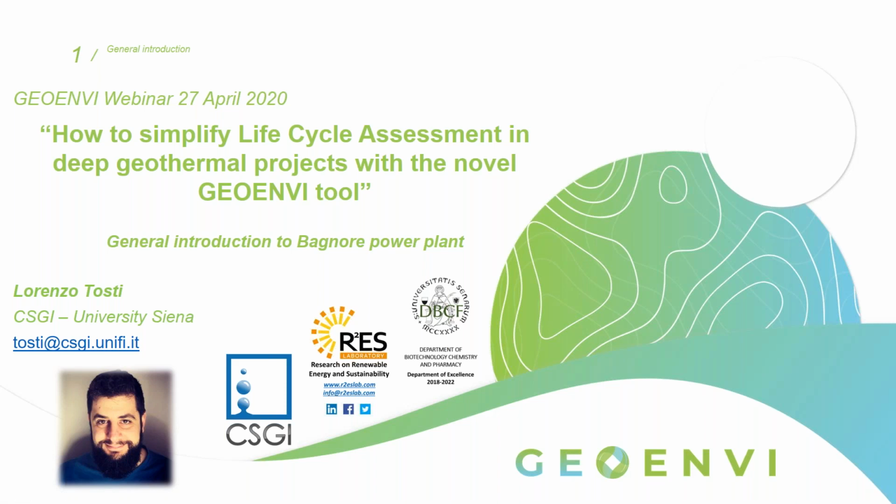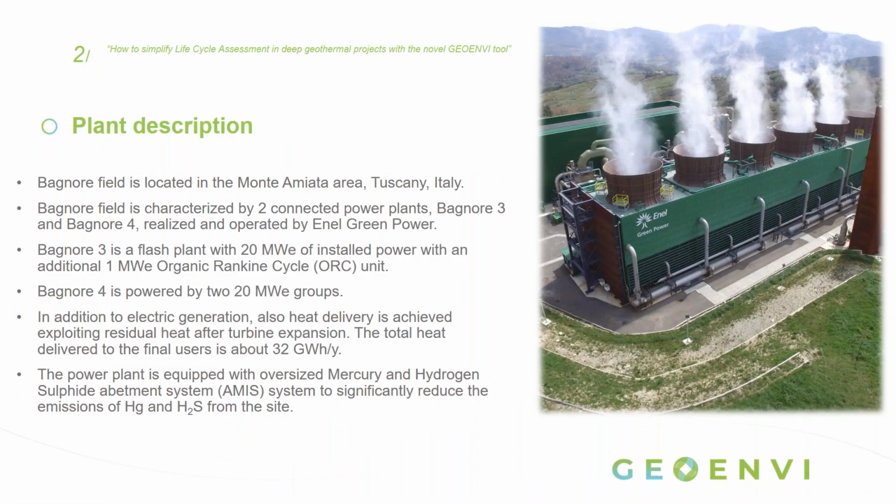I will give this short presentation just to introduce the Italian case study, Bagnore power plant. The Bagnore field is located in the Monte Amiata area, Tuscany, Italy. The field is characterized by two connected power plants, Bagnore 3 and Bagnore 4, which are realized and currently operated by the Enel Green Power.